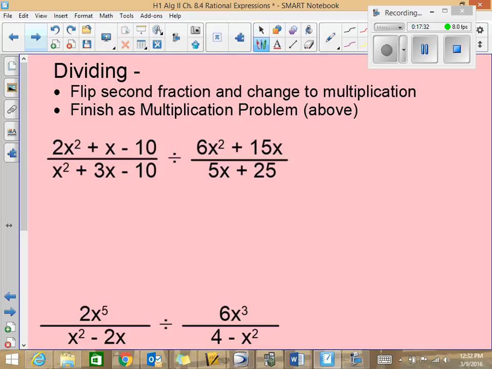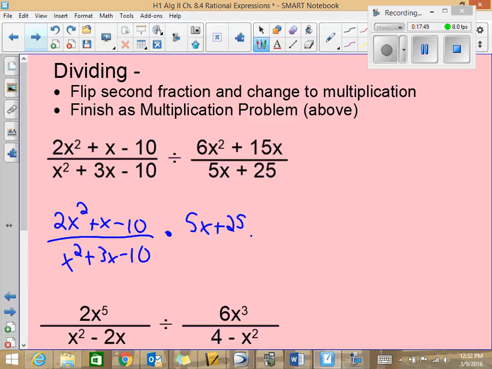Be careful in taking the shortcuts. All right, so I'm gonna rewrite it like this for now. Again, you don't always have to, but you need to come up with a system to make sure you know that you're taking care of that. Change it to multiplication and flipping it. So this is the problem we're actually working on now.